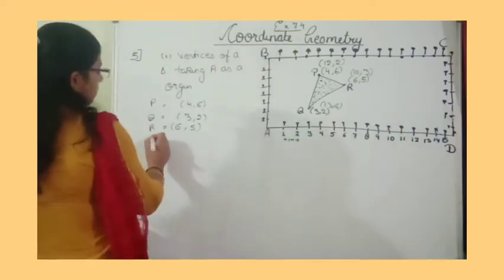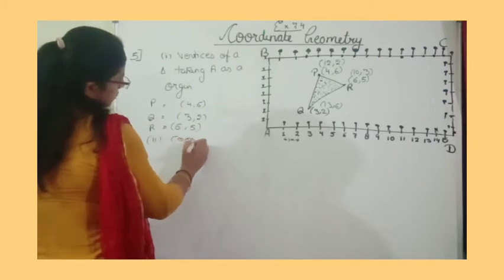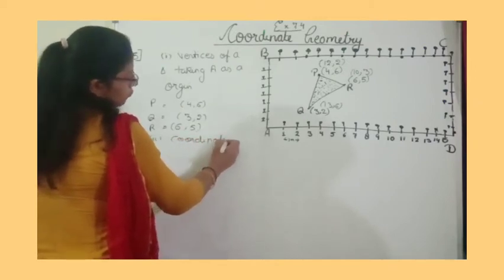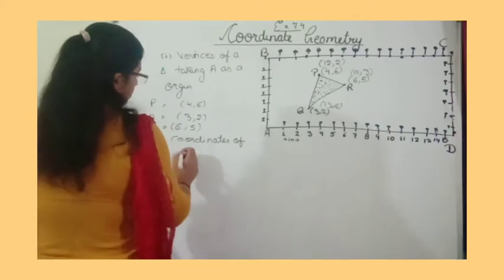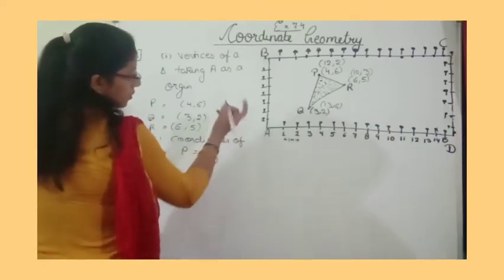What will be the second part? Coordinates of P is 12 comma 2.